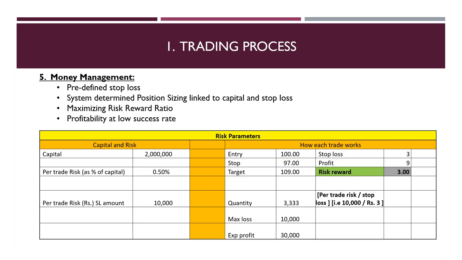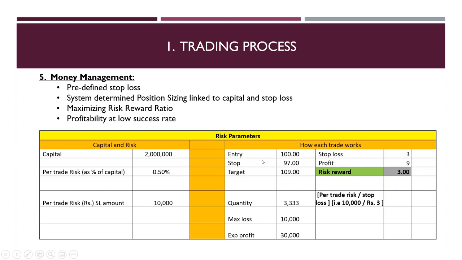Only then will all your losses be standard and profits be standard, and you won't be taking undue risk. And how I decide my position size is, say my capital is 20 lakhs and I take 0.5% risk per trade. So 20 lakhs into 0.5%, my per trade risk is 10,000 rupees.